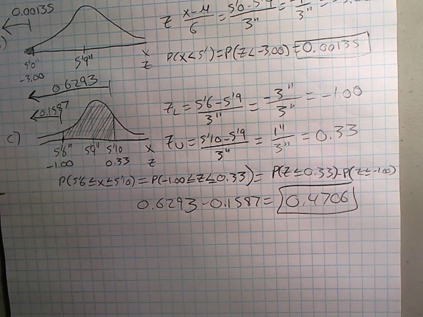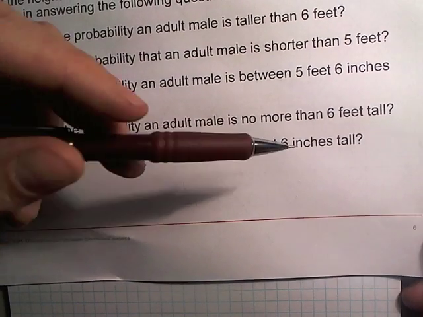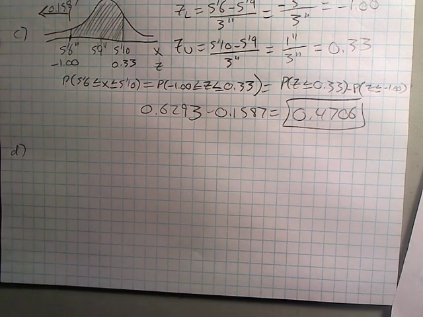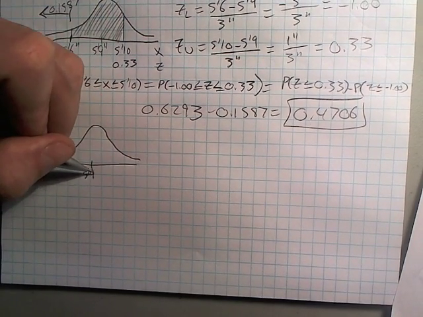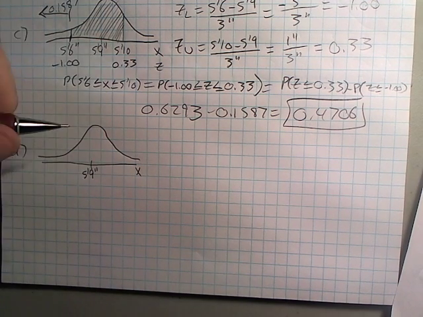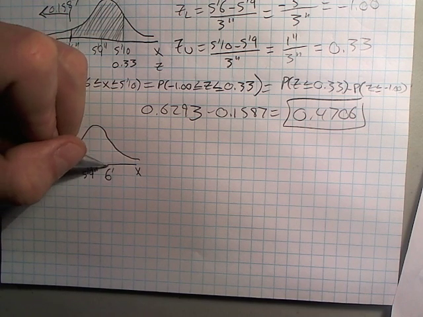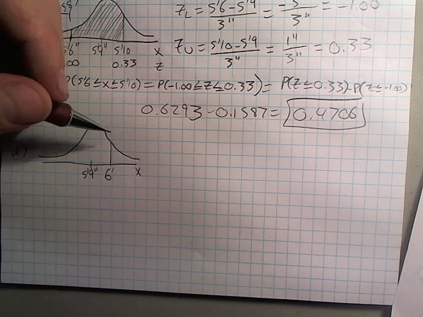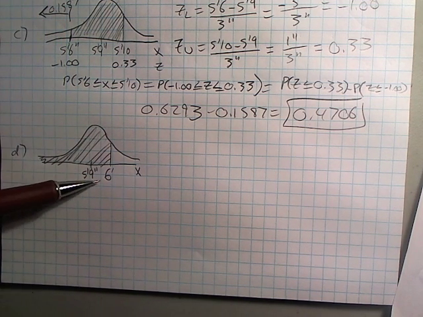Good job. Let's look at question D. Question D asks us, what is the probability an adult male is no more than 6 feet tall? So we'll go ahead and sketch this out. Here's my mean, 5'9", and in this case, the x value of interest is 6 foot. The statement says no more than 6 foot, so therefore we're interested in everything that would measure 6 feet or less.